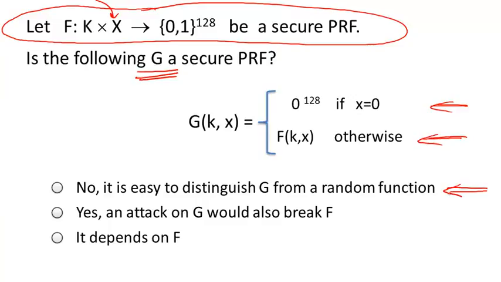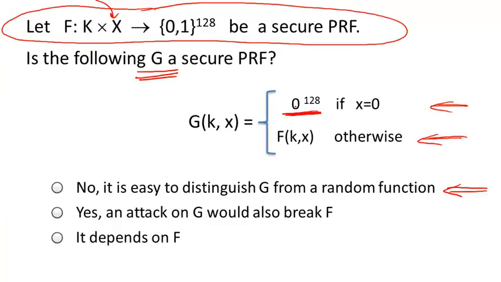For a random function, the probability that the result is going to be 0 is 1 over 2 to the 128. Whereas for the pseudo-random function, he's always going to get 0, because at 0 the function is always defined to be 0 no matter what the key. And so all he would do is say, I'm interacting with a pseudo-random function if he gets 0 at x equals 0, and I'm interacting with a random function if he gets non-zero at x equals 0. So it's very easy to distinguish this G from random.